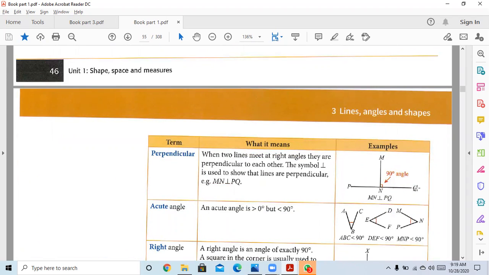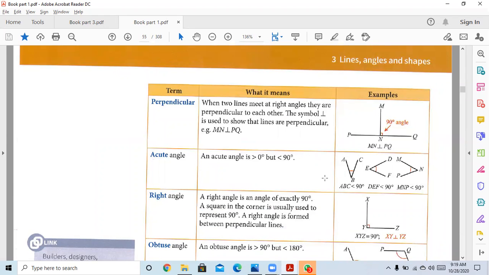This thing is called perpendicular. If you have a straight line and there is another line meeting it, that is called perpendicular. The symbol of perpendicular is this one, an upside-down T. If you want to write, you can write here MN perpendicular to PQ.